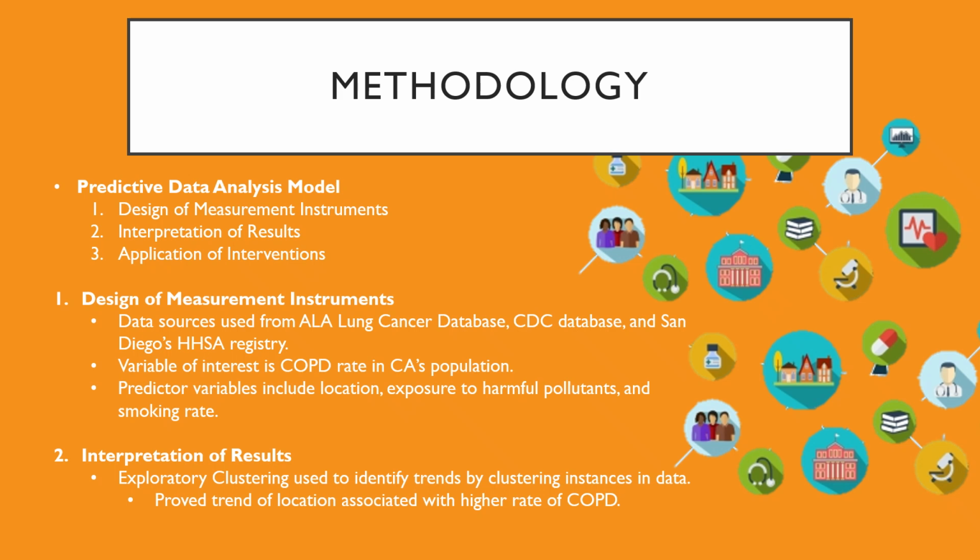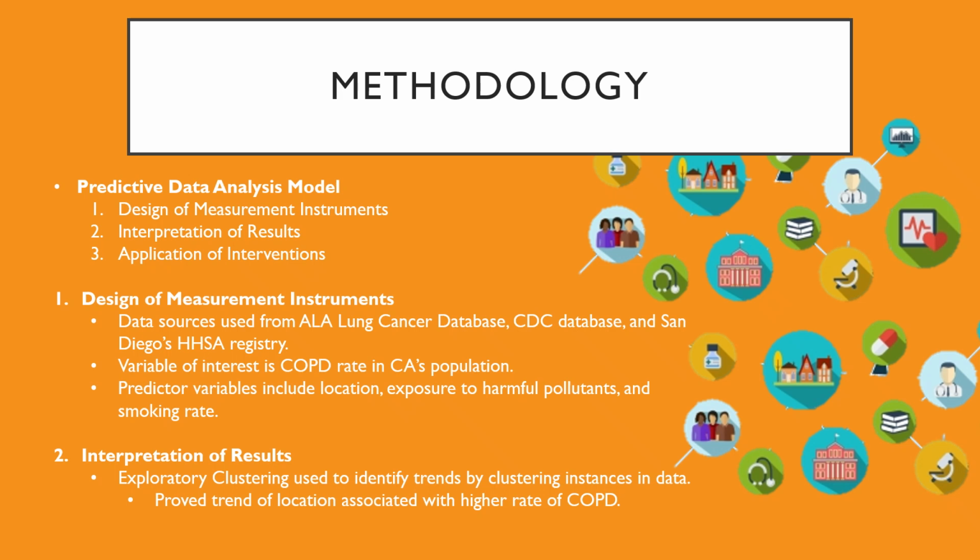The first step, design of measurement instruments, will utilize data sources from the American Lung Association Lung Cancer, the CDC, and San Diego's HCSA databases. The variable of interest identified is the COPD rate in California's population. Predictor variables include location, exposure to harmful pollutants, and smoking rate.